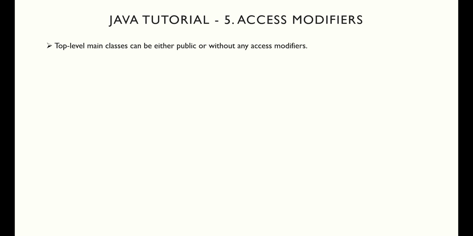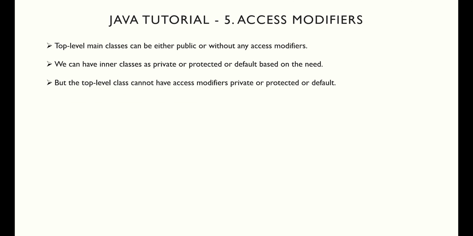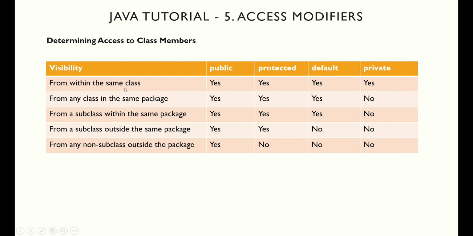Top-level main classes can be either public or without any access modifier. We can leave a class without specifying any access modifier, which means default scope, that is, accessible within the package. But you cannot specify the default keyword explicitly on a top-level class or interface. We can have inner classes as private, protected, or default based on the need. But the top-level class cannot have the access modifier private or protected. Let's look at this simplified table. All access modifiers provide visibility for members within the class.